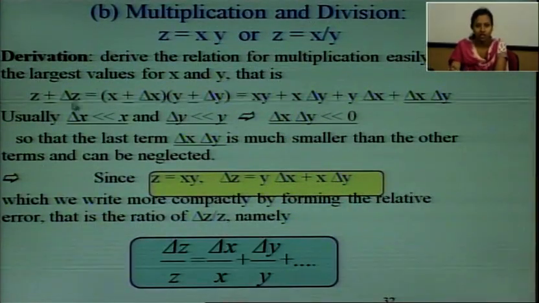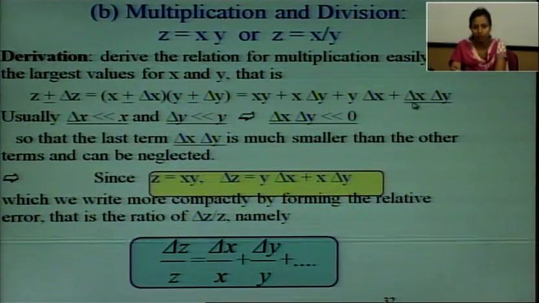So the deviation in Z is equal to X plus minus delta X into Y plus minus delta Y, and after multiplying these two, we are getting four terms. It is equal to xy plus x delta y plus y delta x plus delta x delta y. Since this last term is very small, we can neglect it. So we can compare these two terms: Z is equal to xy and delta Z is equal to x delta y plus y delta x.